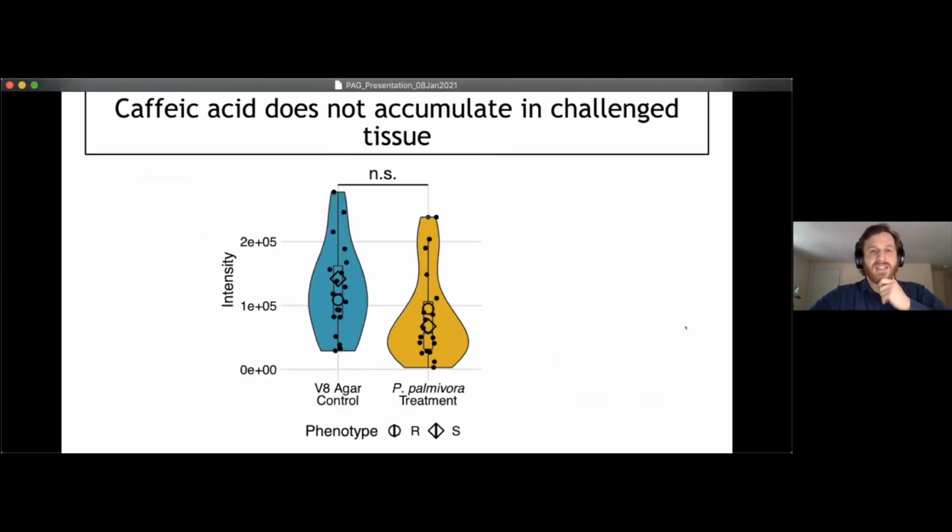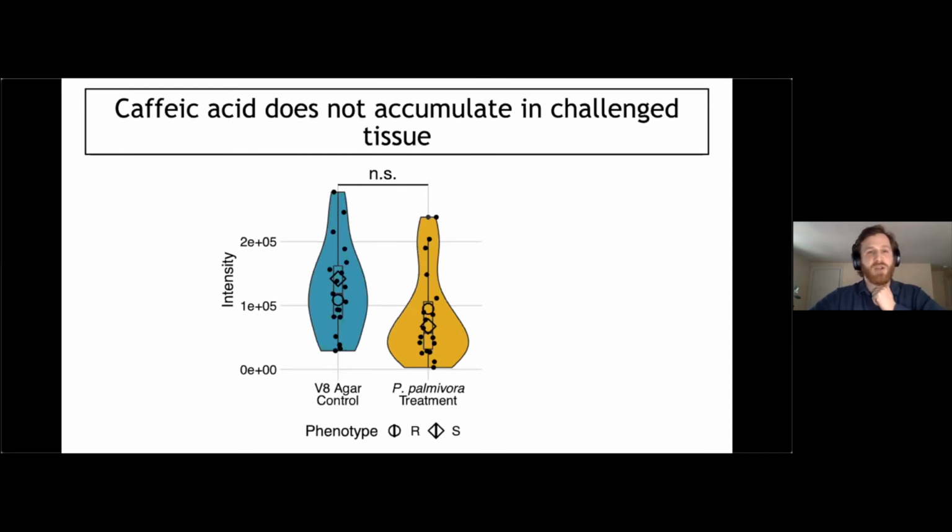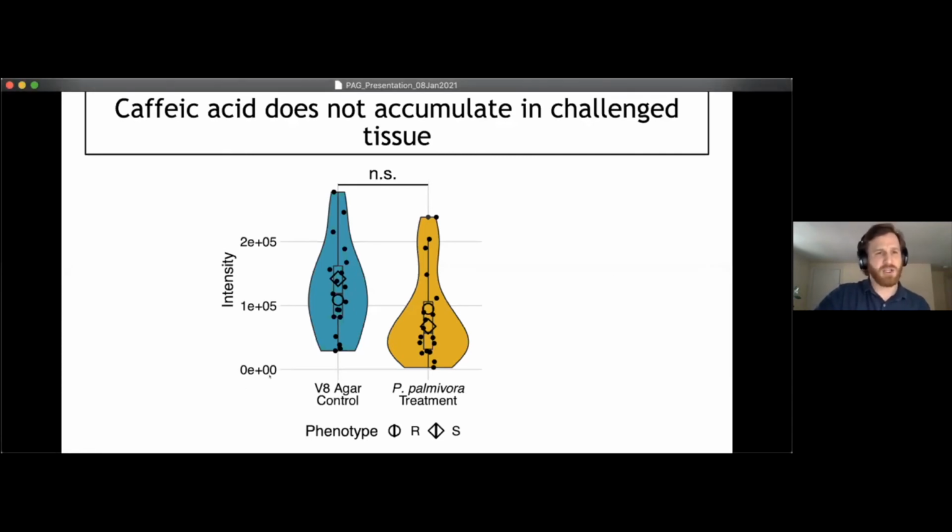So it stands to reason then that caffeic acid should accumulate in pathogen challenged tissue. So what we did is we went back to our tissue from the transcriptome experiment. We extracted metabolites from that tissue, and we put it through mass spec. Here, y-axis again shows relative abundance. Blue versus yellow represents control versus treatment.